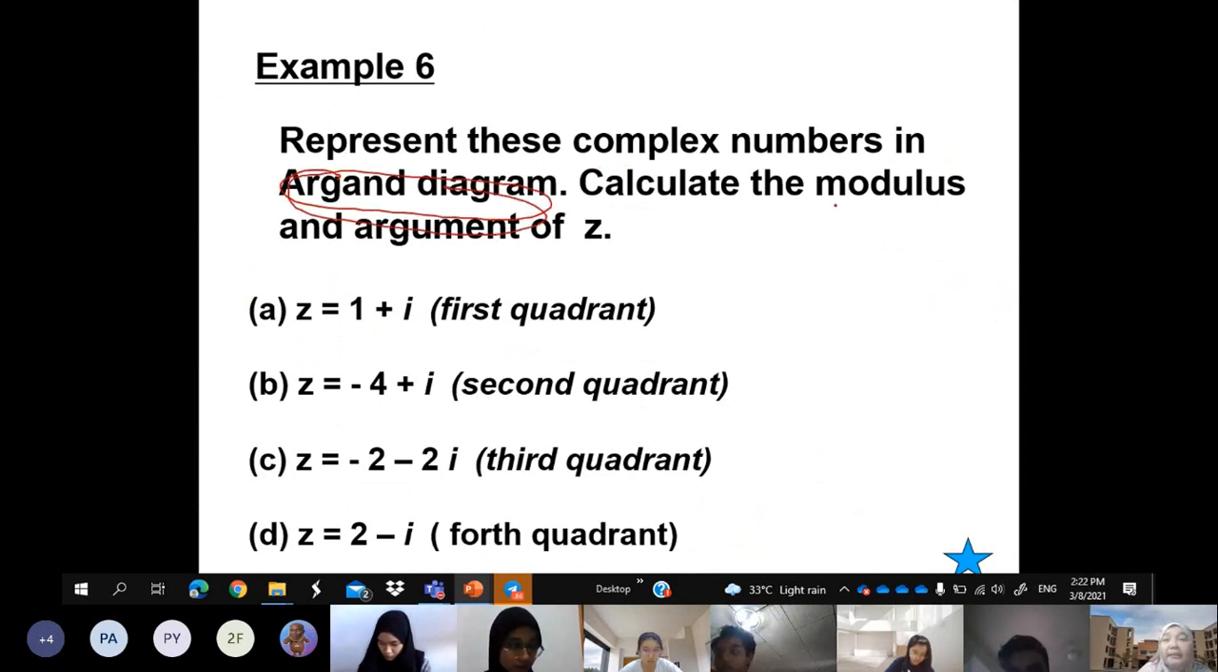Sketch the graph. Calculate the modulus, the distance, and the argument theta. Sketch the graph, modulus, distance, and theta. If there is a problem, check. Let's concentrate. This one: given z equals 1 plus i.